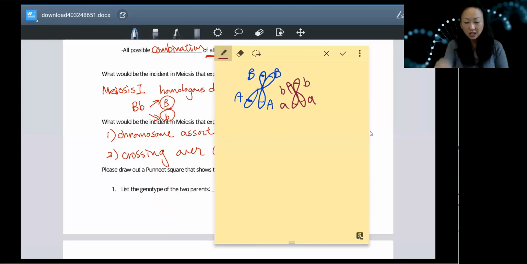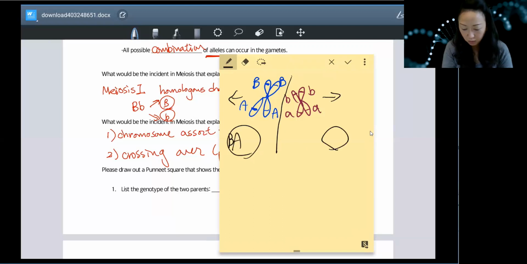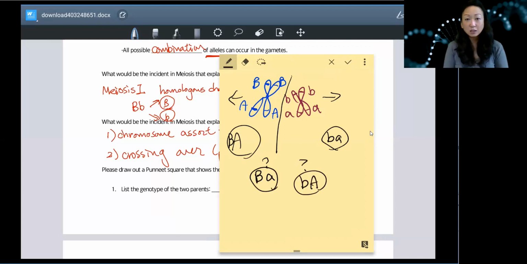I thought during meiosis, then, right? Then I would get big B always with big A and little b always with little a. How would I ever get the independent assortment of big B with small a? How can I get that? And how can I get little b with big A? I don't see it. That's when crossing over introduces that opportunity.